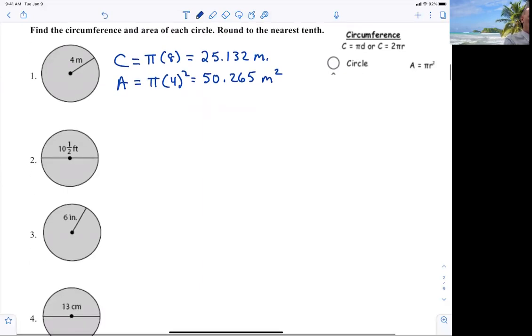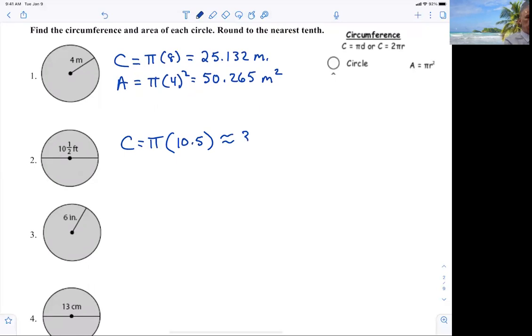All right, so again, number 2, here we go. Circumference is pi times the diameter. What's the diameter in this case? 10 1/2. All right, I would just do 10.5. And so the circumference is approximately 32.9, and that would be feet. You good with that?